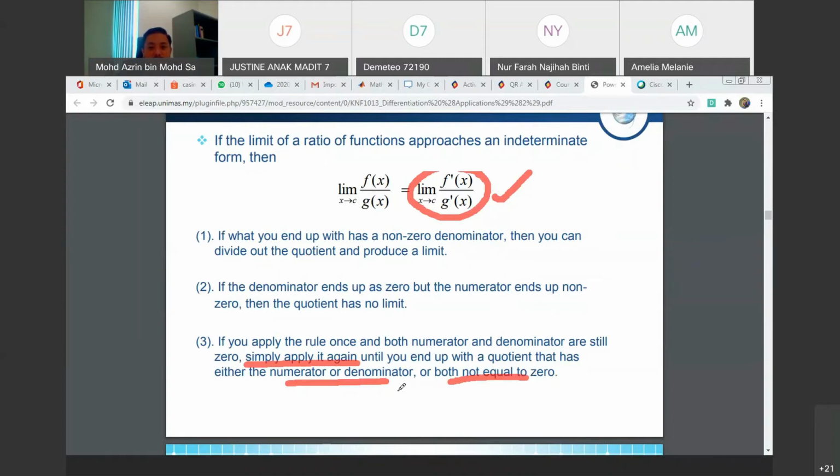Contoh, bila you try first, you dapat 0, 0. Dan you differentiate lagi, you dapat 0, 0. Then you differentiate lagi, you dapat 1, 0. Ataupun you dapat 1, 1. So end up with non-zero, not equal to 0. Okay, either here this one or this one. So this one, kalau dia masih 0, 0, you kena apply again. Apply this, apa nama? Differentiation into the limit. Okay, alright.